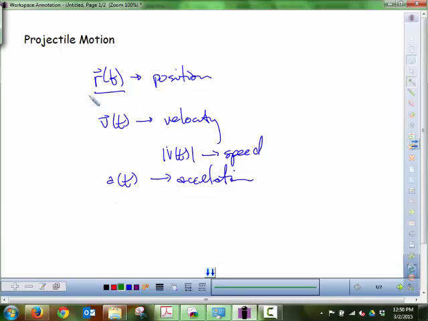And we also know that if you take the derivative of the position, you get velocity, and the derivative of velocity gives you acceleration. There are some times when the acceleration is given, and then we would take the antiderivative of that to get the velocity, and then we would take the antiderivative of that to get to the position.